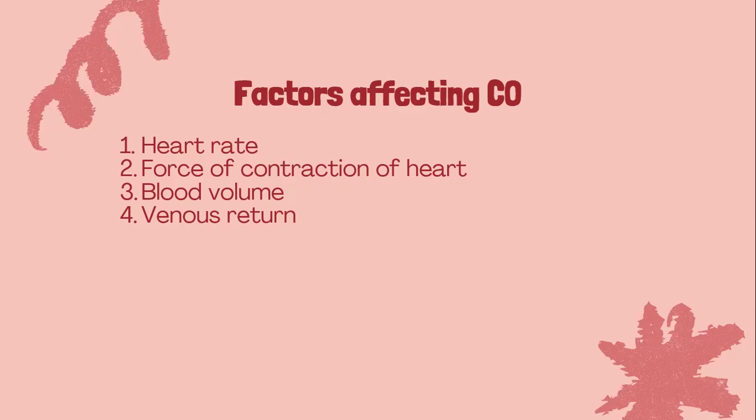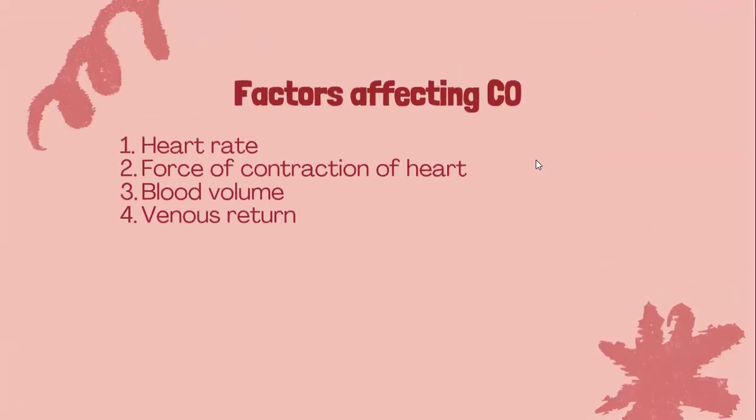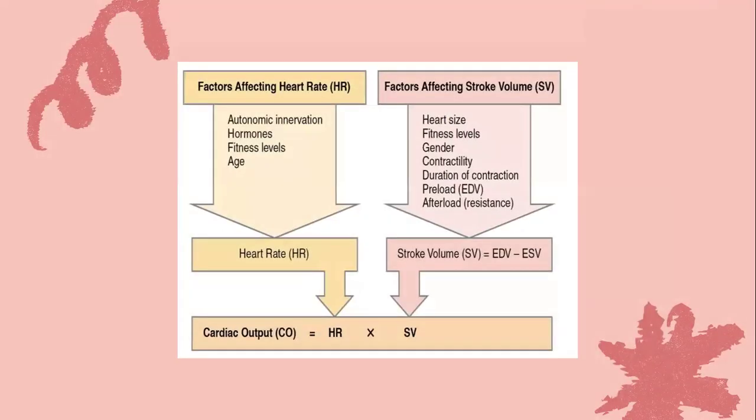So, what are the factors that affect cardiac output? Cardiac output is stroke volume times heart rate. So heart rate, the force of contraction of the heart, blood volume, and venous return are the main factors that affect cardiac output. What are the factors that affect heart rate? Autonomic innervation, hormones, fitness level, and age all affect the heart rate. When they affect the heart rate, they also affect the cardiac output.